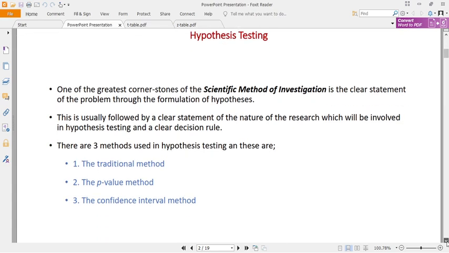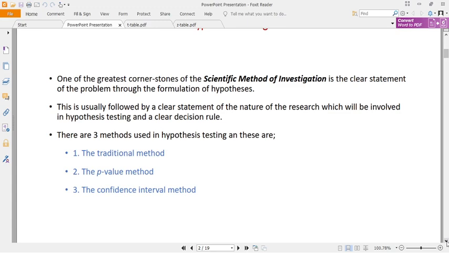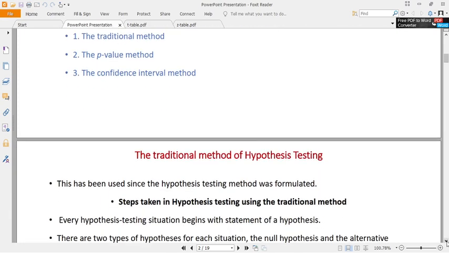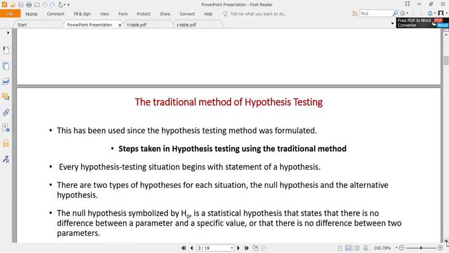There are basically three methods used when investigating a problem or when carrying out hypothesis testing. The first is the traditional method. We have the p-value method and the confidence interval method. But for this class, we are basically going to look at the first two, the traditional and the p-value method. Starting with the traditional method, this is the oldest and it has been used ever since hypothesis testing was formulated.